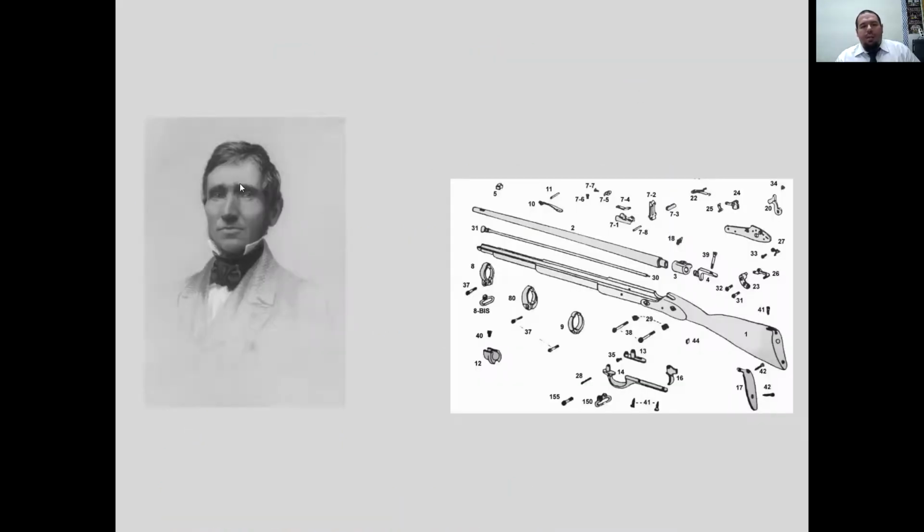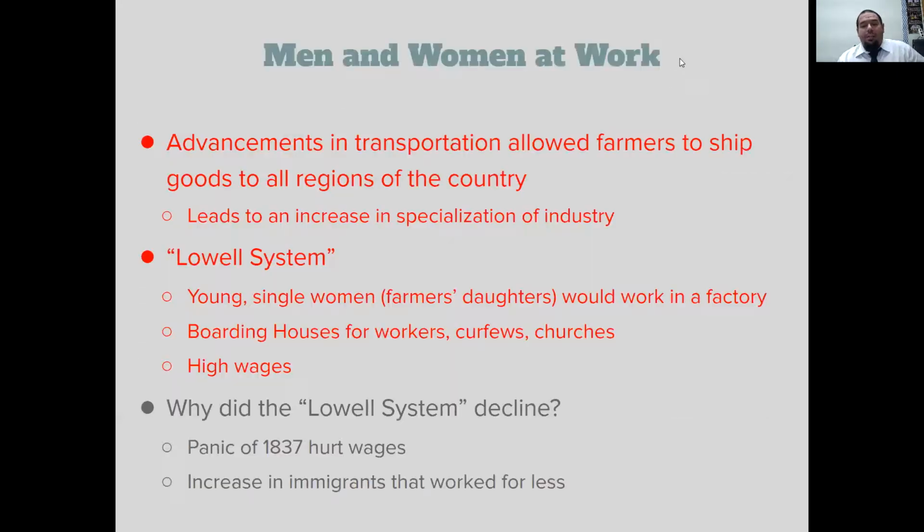So that's Charles Goodyear, and here's interchangeable parts. So this same screw, where is it? All these parts would be made the same to make this gun. And so it leads to interchangeable parts. Okay, men and women at work.